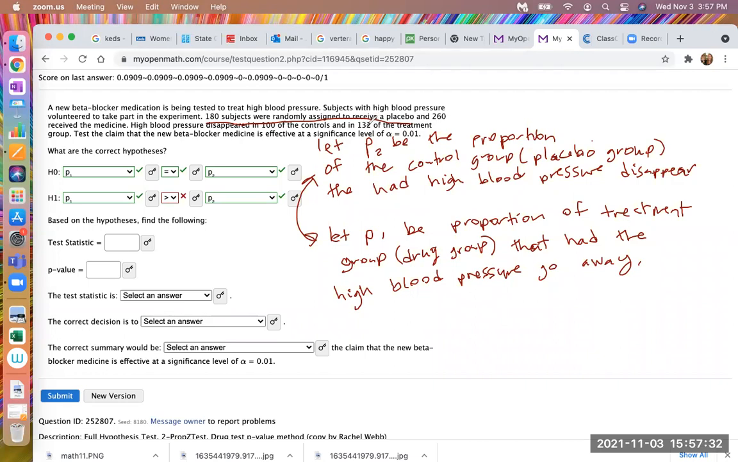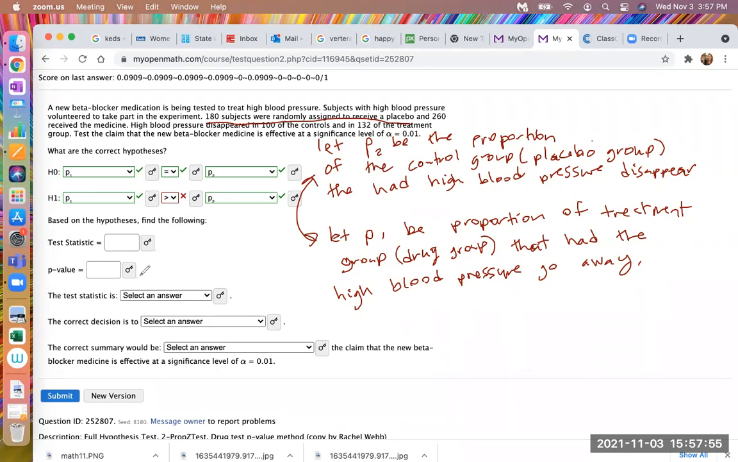But technically, if you would have labeled your P1 and P2 just as I have labeled them, then technically this answer would be correct. This P1 larger than P2, because if P1 is my population of my treatment group, then that's what we would want.